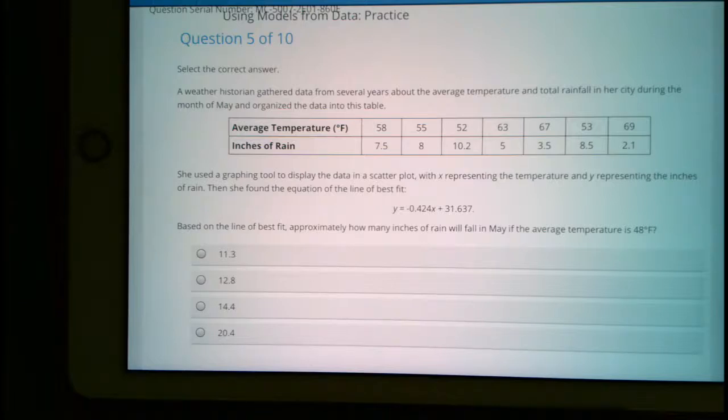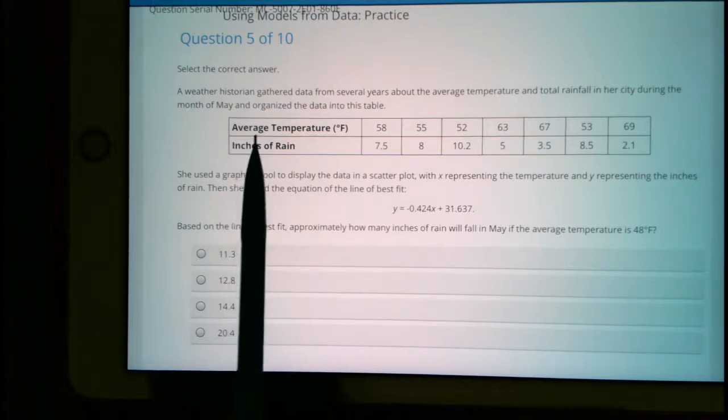She used a graphing tool to display the data on a scatter plot, with x representing the temperature and y representing the inches of rain. Then she found the equation of the line of best fit, as y equals negative 0.424x plus 31.637. Based on the line of best fit, approximately how many inches of rain will fall in May if the average temperature is 48 degrees? So again, we need to look back at this and decide what we're working with here.